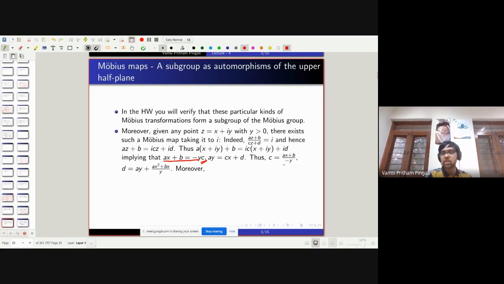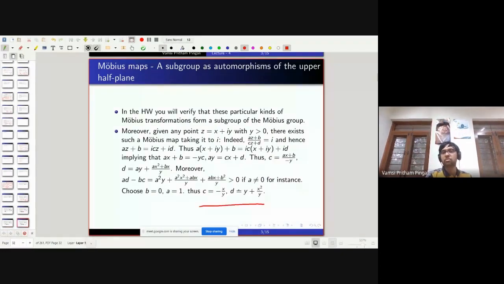Here, you can say that C equals this. You might wonder what happens when Y is 0. Y is not allowed to be 0 because we are looking at the upper half plane, so no problem. Once you have C, you can substitute it here and you can solve for D, for example. You can say it's AY plus this. Moreover, AD minus BC is whatever this is. This is always positive if A is non-zero, for example. So if we choose some nice numbers, then this does the job. This does what you want.